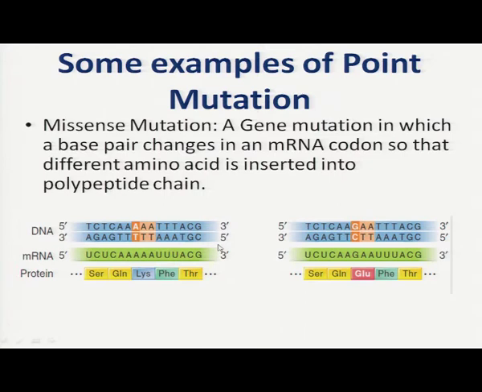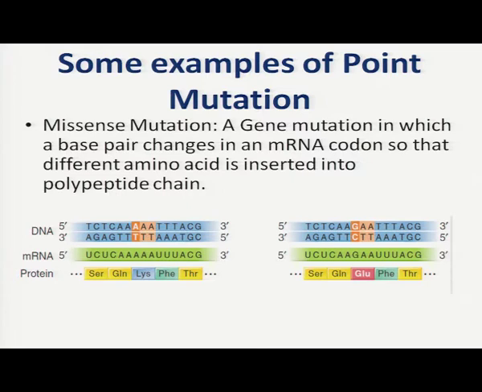So, here are some examples of point mutation. The first one is missense mutation. Missense mutation is a gene mutation in which a base pair changes in a messenger RNA codon so that a different amino acid is inserted into the polypeptide chain. That means there will be a change in DNA and that will lead to a change in messenger RNA, and accordingly, if there is a change in messenger RNA, the amino acid coded by that messenger RNA will also change.